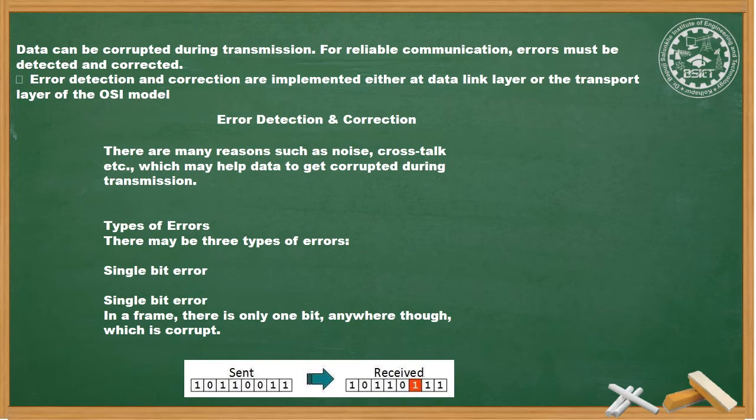There are many reasons such as noise, crosstalk, etc. which may help data to get corrupted during transmission. So whenever our data is corrupted, we call it as error. So what are the types of errors? There are single bit errors. For example, in a frame there is only one bit anywhere which is corrupt. The data bit that is corrupted or changed will be the erroneous bit and it will be a single bit error.